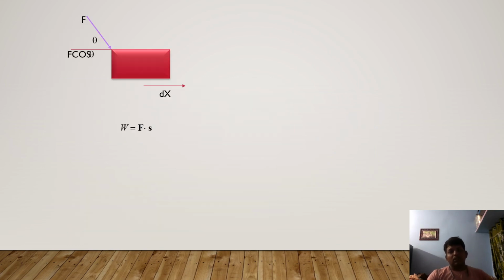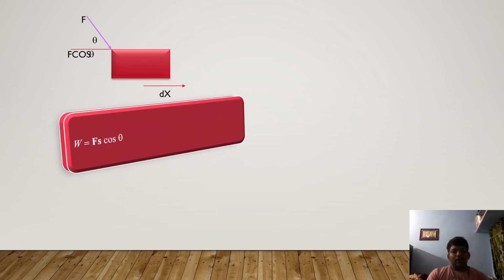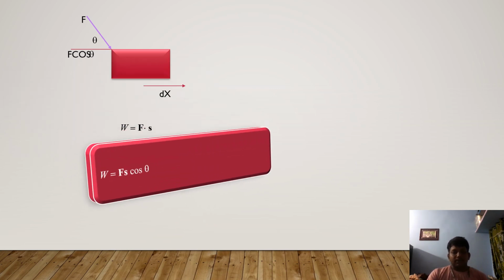Here, one real-time example for the dot product is applying a force on a block in the direction of theta from the horizontal, and it is displaced by delta x. Then what is the work done? The work done is F dot S, that is, work done is equal to Fs cos theta.